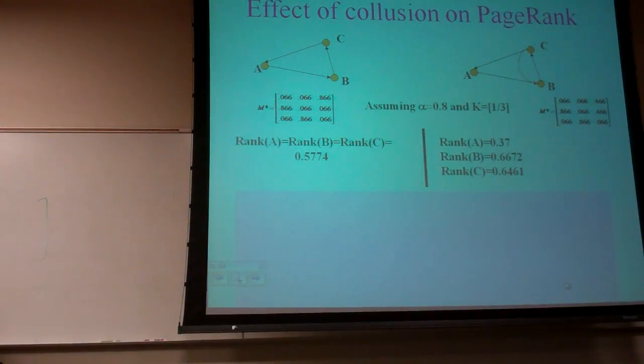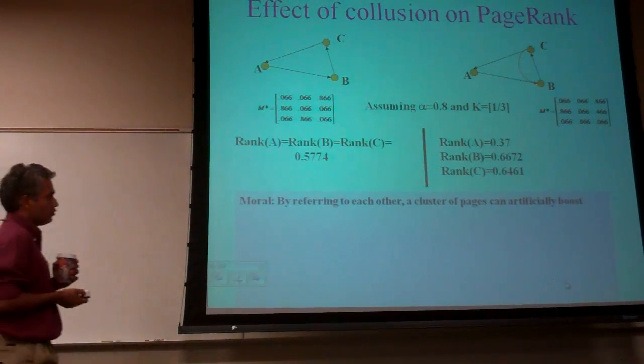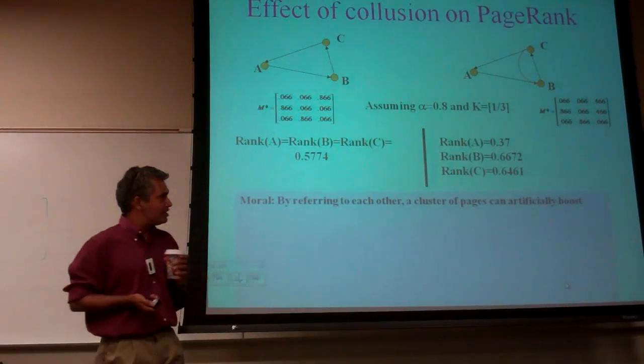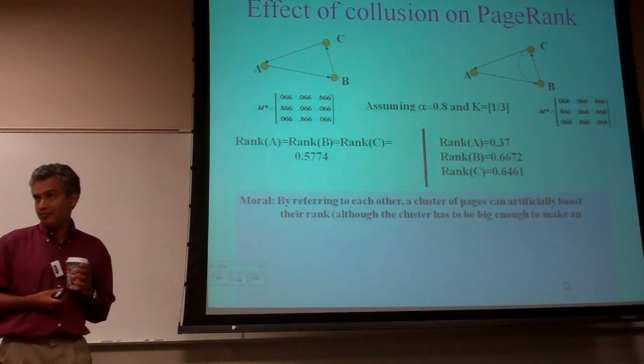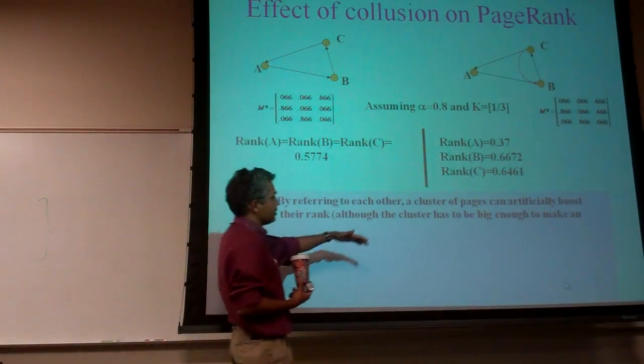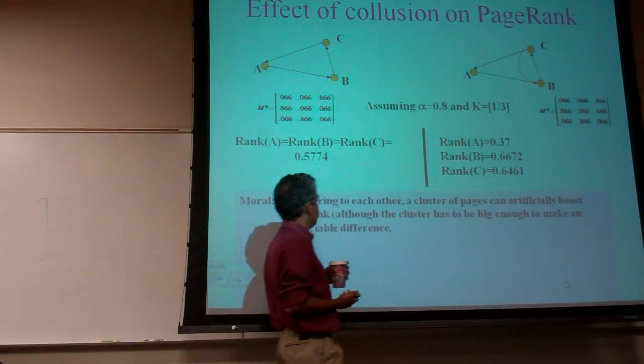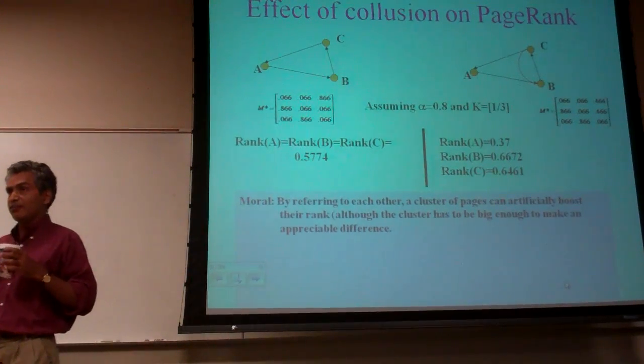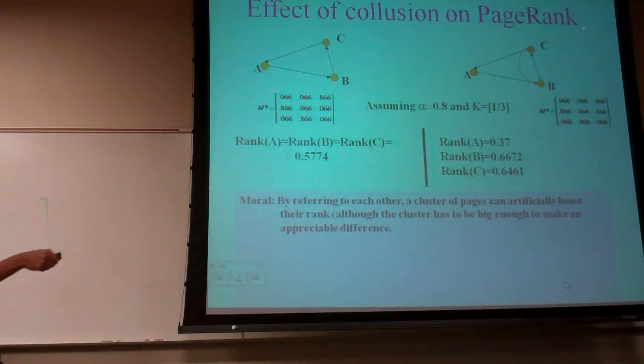Of course it's a problem. Okay, because essentially you are saying that adversarial collusion between pages can change the notion of importance of pages. So by referring to each other, a cluster of pages can artificially boost their rank. Although, of course, the cluster has to be big enough to make an appreciable difference. It has to be a big enough cluster with respect to the size of the graph. Here, this cluster was 2/3 of the graph. That's why it made a huge difference.